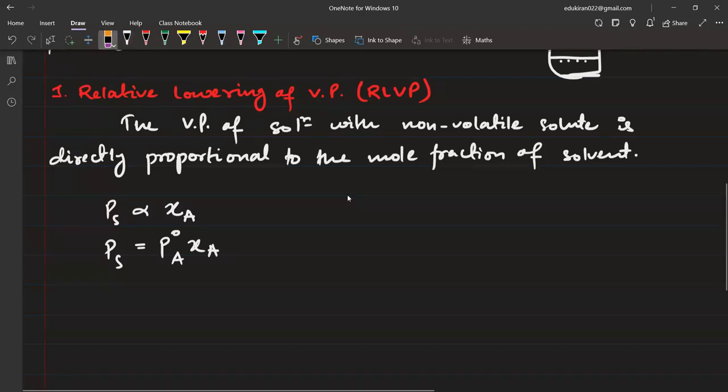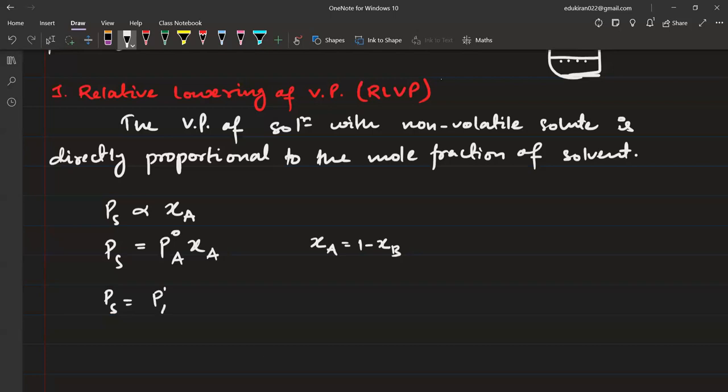Now each and every solution is known by its solute, not by its solvent. So we say it is lemon juice or sugar syrup, it does not depend on water. It depends on what solute we have added. And we know that chi A will be equal to 1 minus chi B. So I can rewrite this equation as Ps is equal to P naught A into 1 minus chi B. This can be written as P naught A minus P naught A chi B.